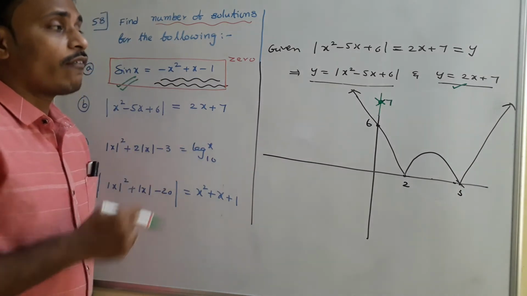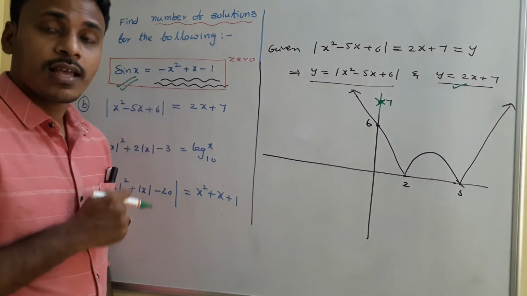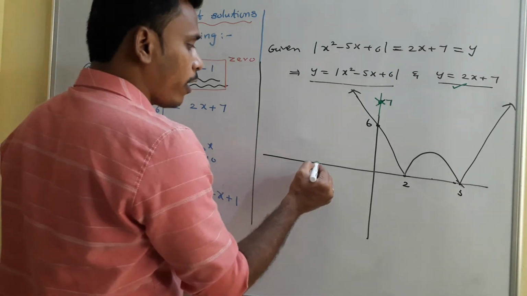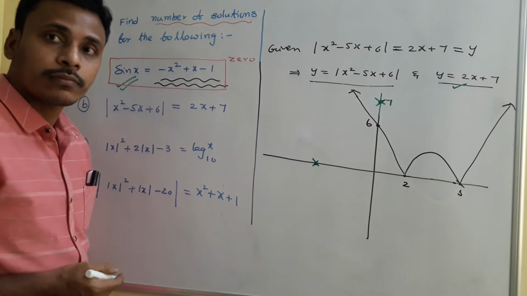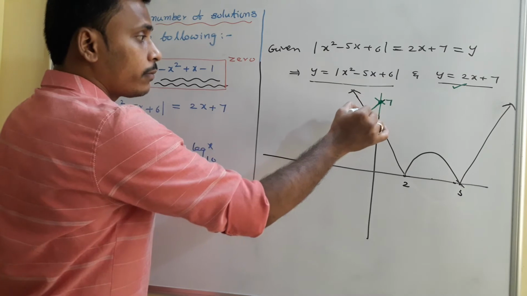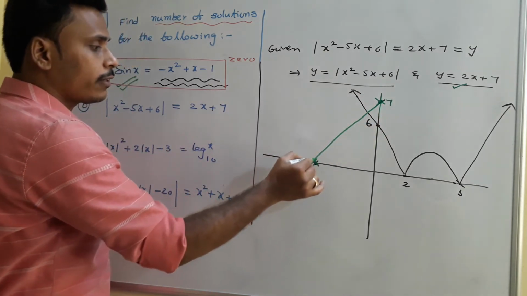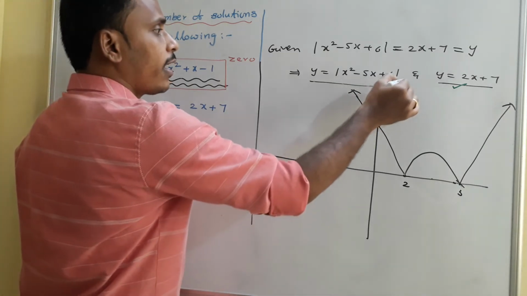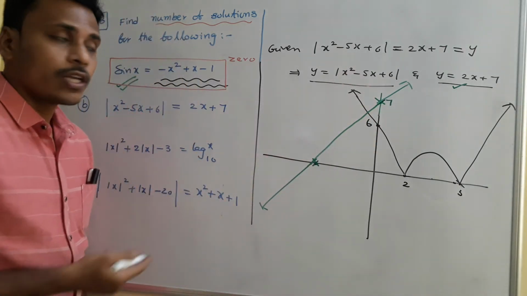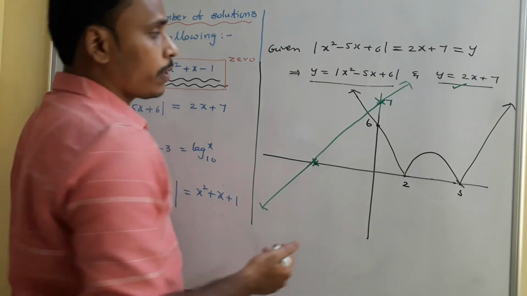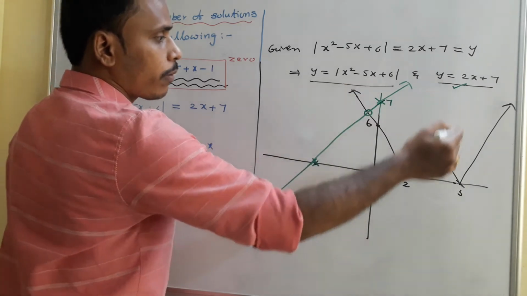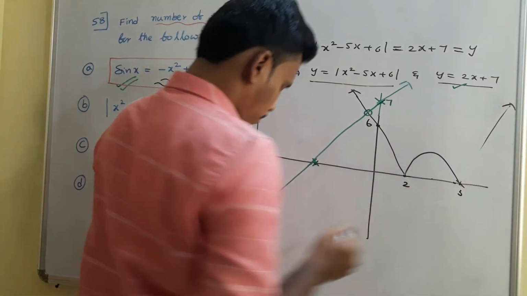And the next one, when y is 0, what is x? When y is 0, x is minus 7 by 2. Minus 7 by 2 is minus 3.5. Somewhere this is another point. When you sketch these two, this is the line of y is equal to 2x plus 7. So this is one intersecting point. Actually it's a parabolic shape, right? Yeah, it will go on like this.